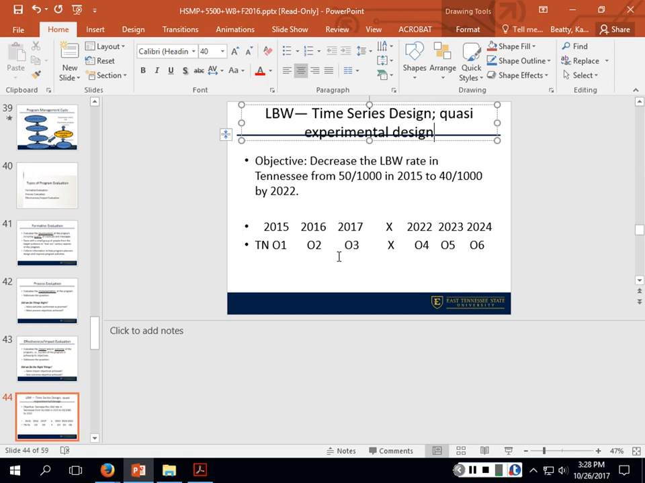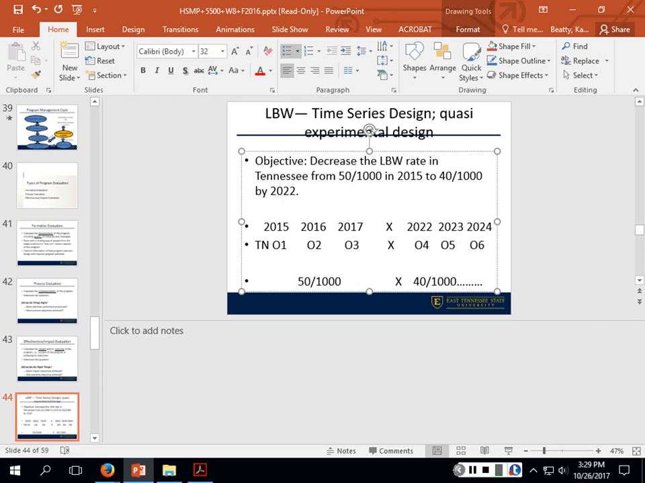So what we're hoping to see here is that for observations 1, 2, and 3, the low birth weight rate remains consistent at about 50 per 1,000, so there's little to no change over time before the intervention, and then we implement the intervention. We're hoping to see a drop to 40 per 1,000, and we're hoping to see this drop sustained over time in O5 and O6. Okay.